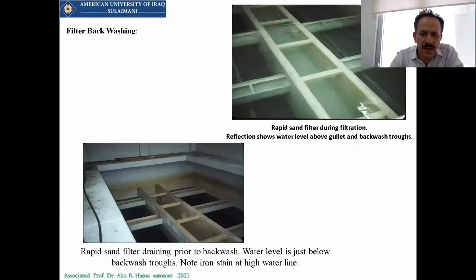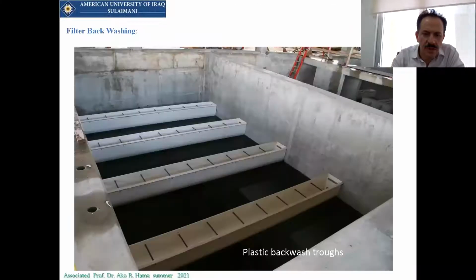Now in this case, we have 1 meter, then another 2 meters, another 2 meters, another 2 meters, and then 1 meter. So if we have 4 troughs, how much is the total length? How much will it be?